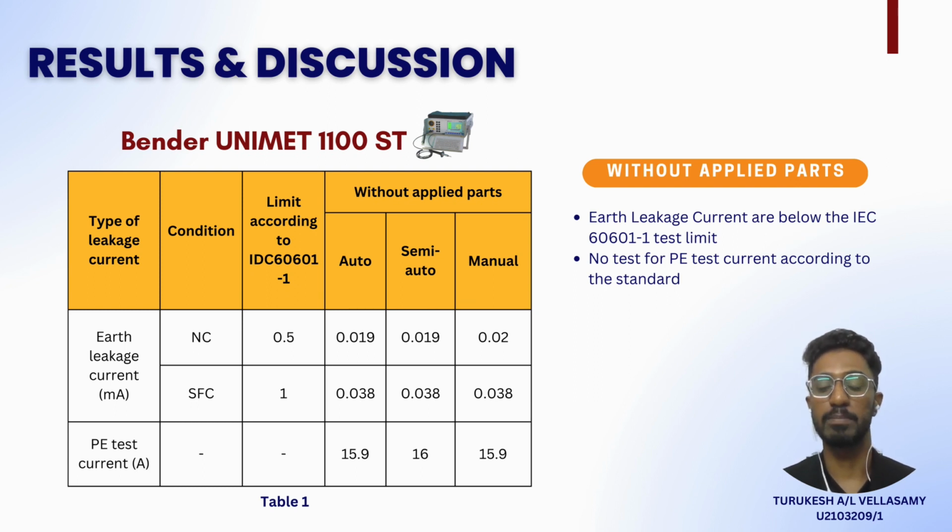Besides, for electrical safety using Bender, 4 different modes of testing are used, which are automatic, semi-automatic, manual, and single test. From table 1 of the result, we note that every value of leakage currents is measured using Bender in 3 different modes without applied parts. We observe that the earth leakage current for both normal condition and single fault condition are below the IEC 60601-1 test limit.